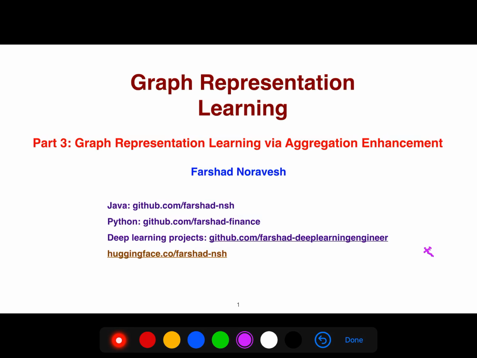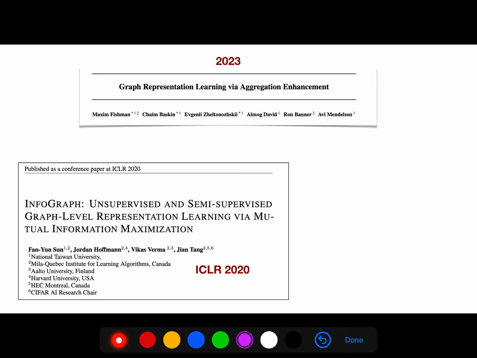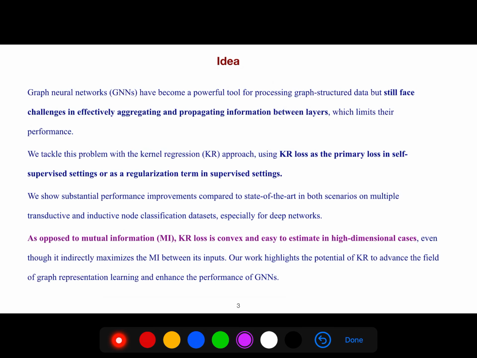Alright, so in this video I'm gonna be explaining another important article with the title Graph Representation Learning via Aggregation Enhancement. This important paper is from 2023. GNNs have become a powerful tool for processing graph-structured data, but they still face challenges in effectively aggregating and propagating information between layers, which limits their performance.